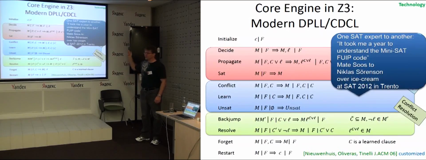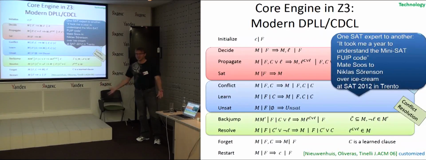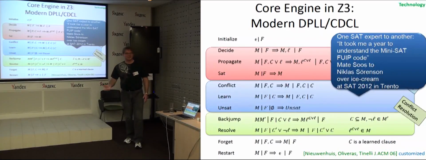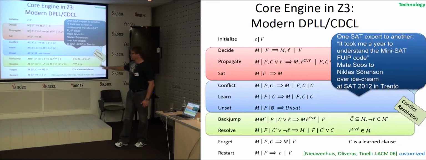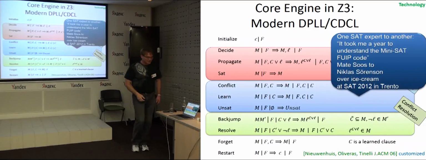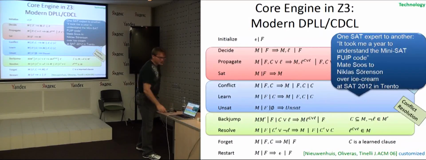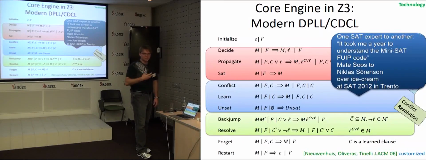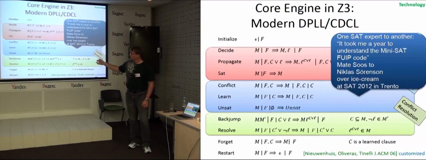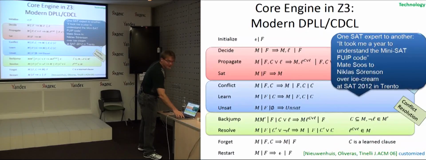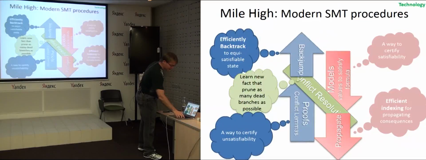So I recently had ice cream in Trento with two leading SAT experts, Mate Soos and Niklas Sörensson. Mate was making this comment: I was looking at your code for a year and I couldn't understand what it was doing in this backjumping loop. And the point is that it maintains a certain invariant, that you derive a conflict clause. So hopefully, if you're interested in looking at SAT solvers, you can look at the source code, but take a look at this slide to see what the main invariants are that the code maintains.